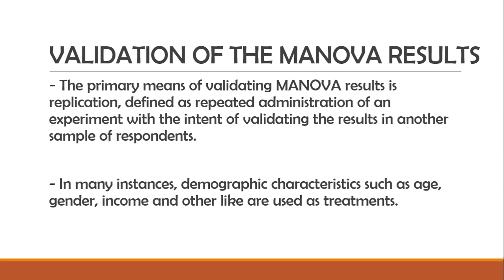Validation of the MANOVA results. The primary means of validating MANOVA results is replication, defined as repeated administration of an experiment with the intent of validating the results in another sample of respondents. In many instances, demographic characteristics such as age, gender, income, and the like are used as treatments.